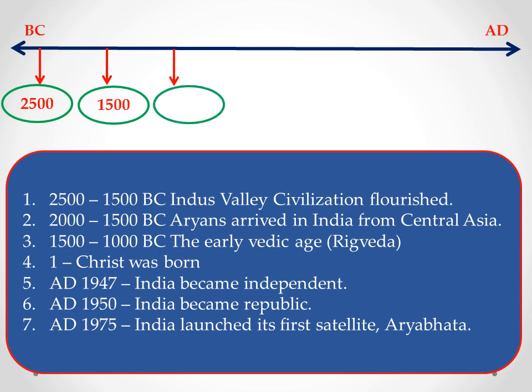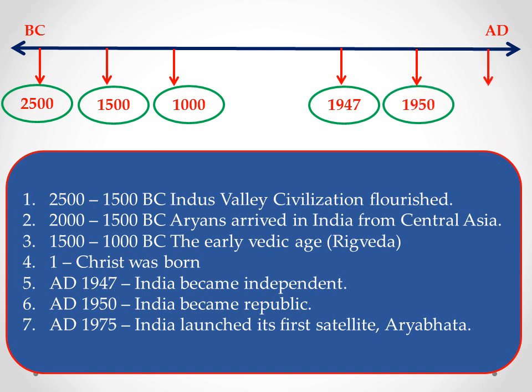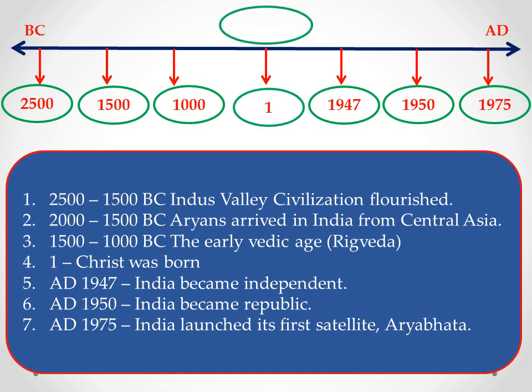As per the third example, the early Vedic age started between 1500 to 1000 BC. So, it will come after our second example. And the fourth example shows the birth of Christ. So, it is considered as the year 1. After the birth of Christ, the years are counted forward, like CE or AD 100, CE or AD 500, etc. Now, let us take one more example and understand how dates are written in AD or CE format.